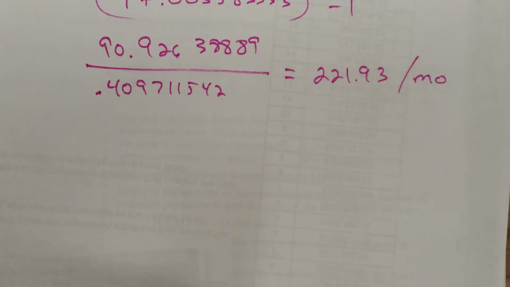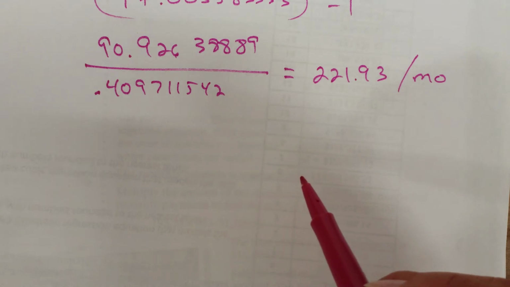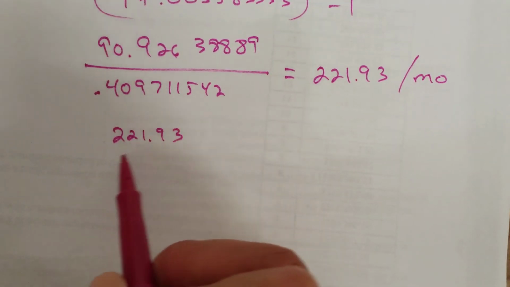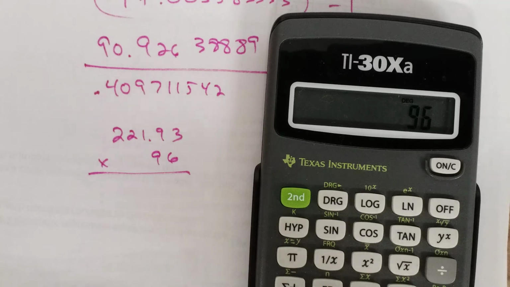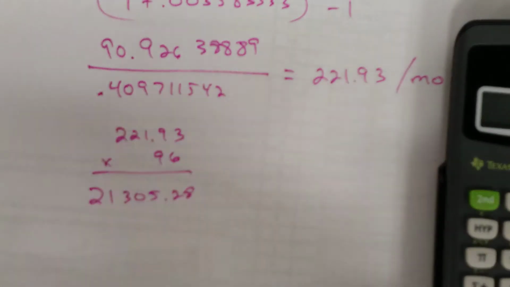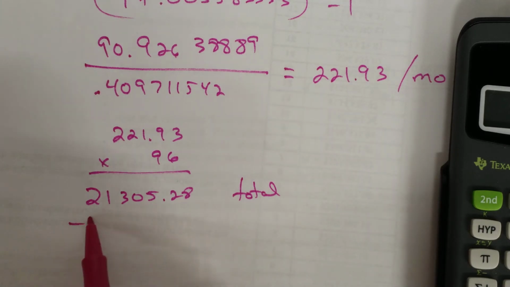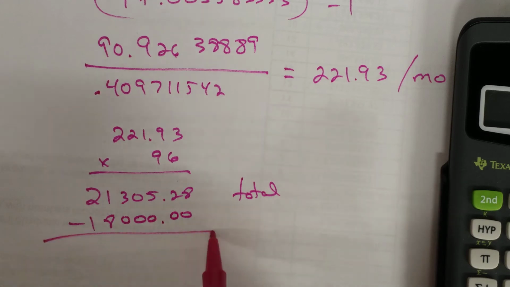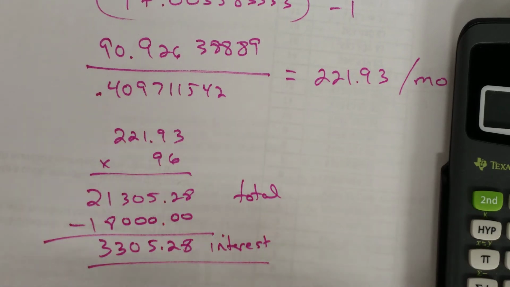So the question was, how much interest is she going to pay? Well, she's going to pay this over the course of 8 years. 8 years is 96 months, so 221.93 times 96 would be 21,305.28. That's her total of all payments over 8 years. The question is, how much interest is she going to pay? Well, I simply need to take away the 18,000 that was the principal amount of the loan, and that would leave us with 3,305.28 in interest. That would be the answer to the question.